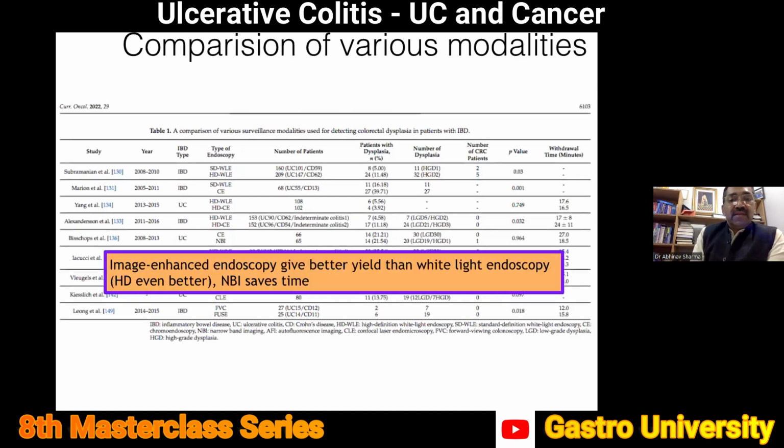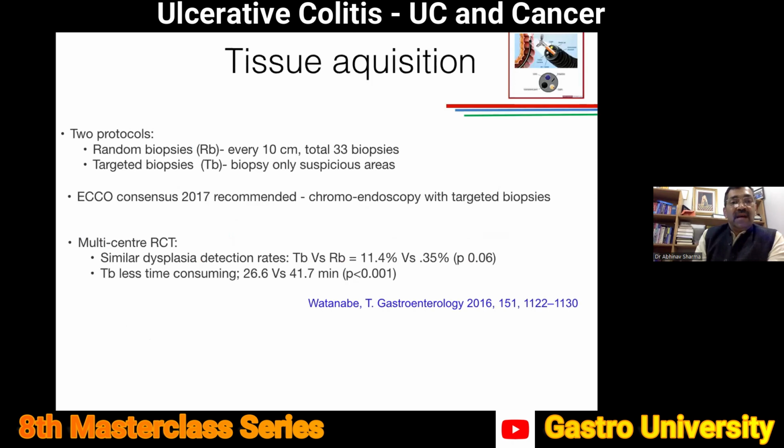Now, in ulcerative colitis, image-enhanced endoscopy yields better results than white light endoscopy, and if you use a high definition endoscope, that is even better. NBI saves your time, and these are the studies to substantiate this fact. Now, coming to tissue acquisition, there are two protocols: the age-old random biopsies, every 10 centimeters, total 33 biopsies, and targeted biopsy, when we biopsy only the suspicious area. The ECCO consensus in 2017 recommended chromoendoscopy with targeted biopsy. So it saves time.